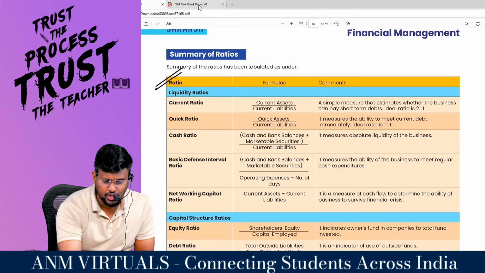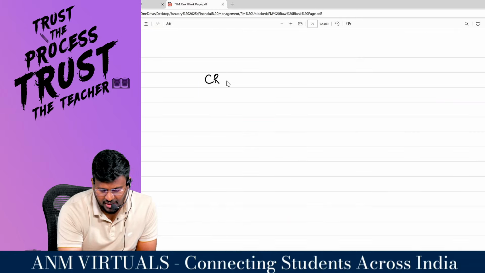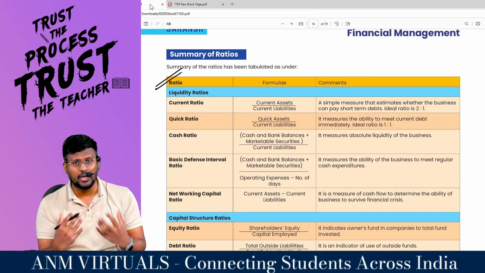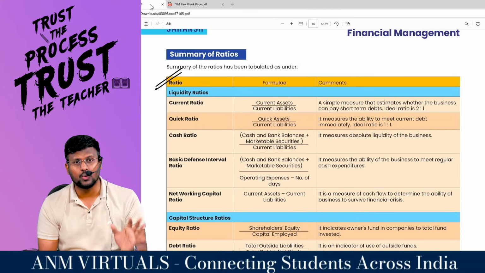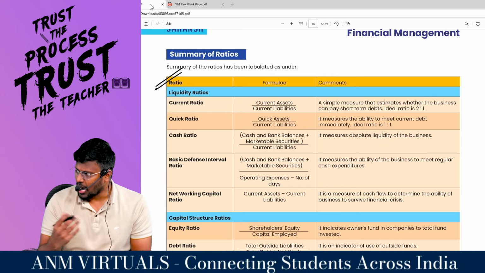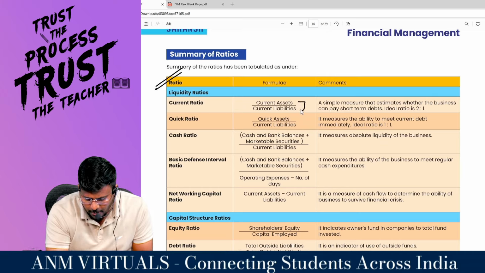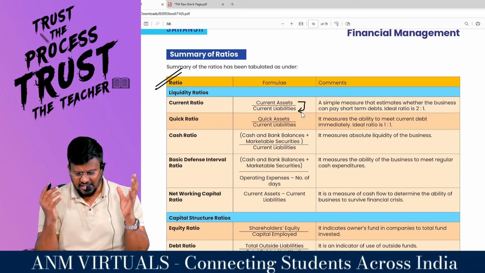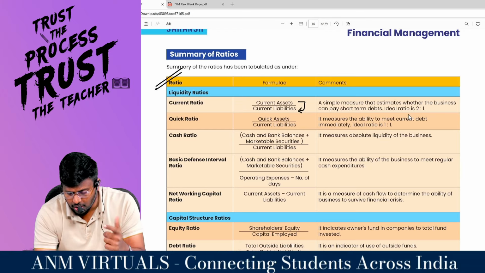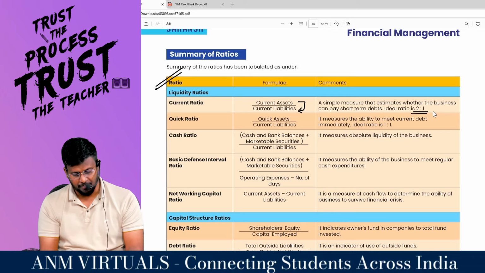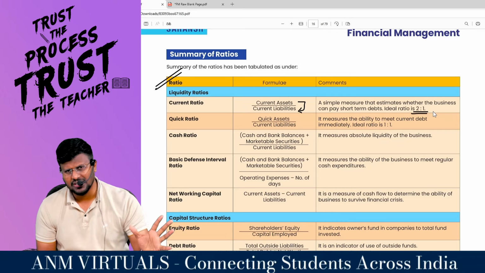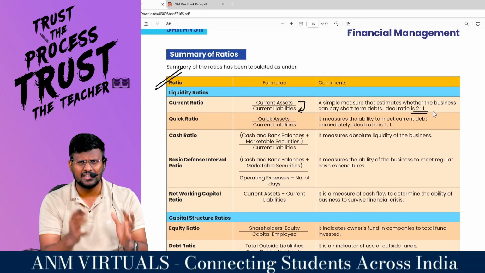In that, the first ratio is the current ratio. What is the first ratio? Current ratio is equal to current asset divided by current liability. You also tell along with me, current ratio is equal to current asset divided by current liability. Basically, what I am checking is how much current assets I have to meet my current liability. That's it. It's simply a measure that estimates whether the business can pay short-term debt. The ideal ratio is 2:1. If I have 1 rupee of current liability and 2 rupees of current asset, that's it. That entity has good liquidity.